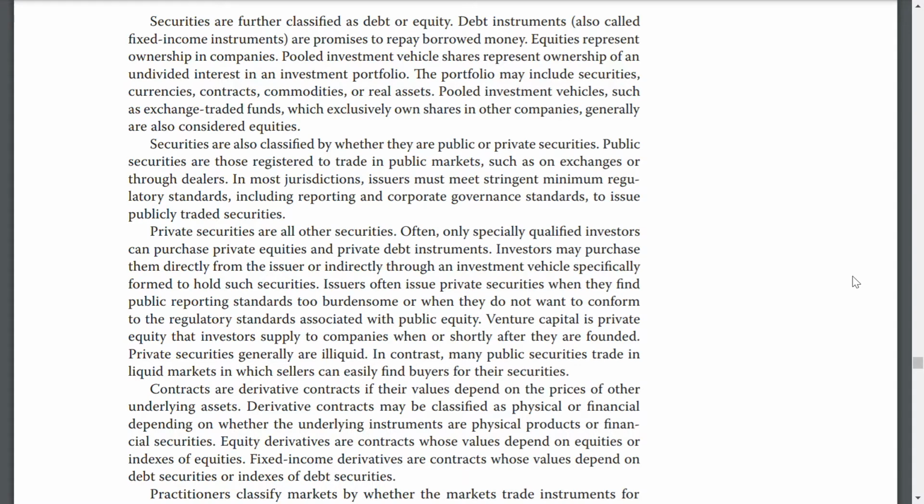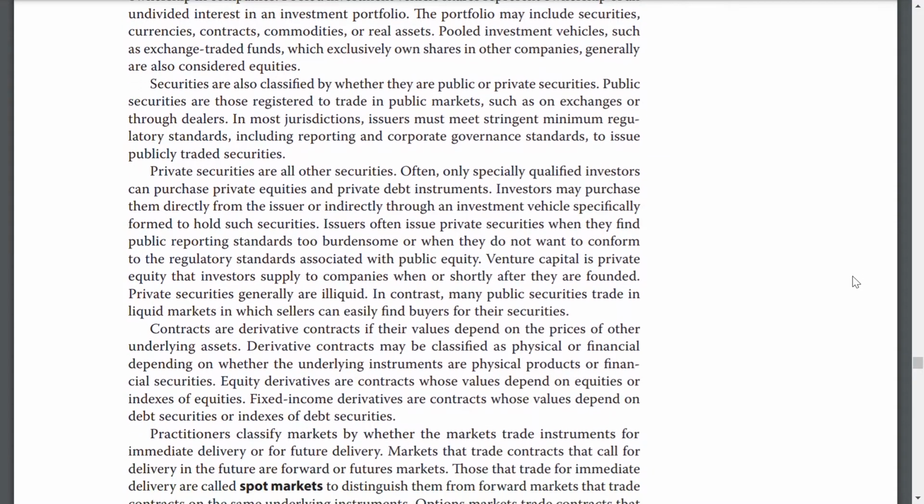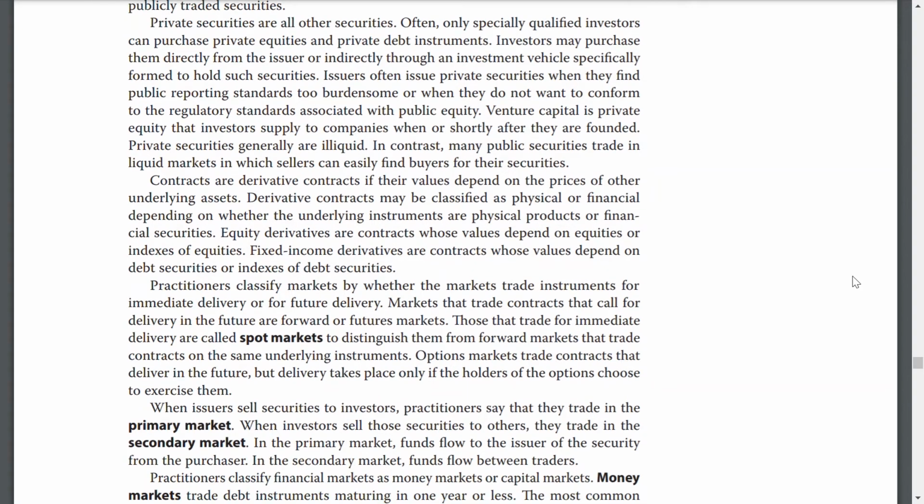Securities are also classified by whether they are public or private securities. Public securities are those registered to trade in public markets, such as exchanges or through dealers. In most jurisdictions, issuers must meet stringent minimum regulatory standards, including reporting and corporate governance standards, to issue publicly traded securities. Private securities are all other securities, often available only to qualified investors, who can purchase private equities and private debt. Investors may purchase them directly from the issuer or indirectly through an investment vehicle specifically formed to hold such securities.